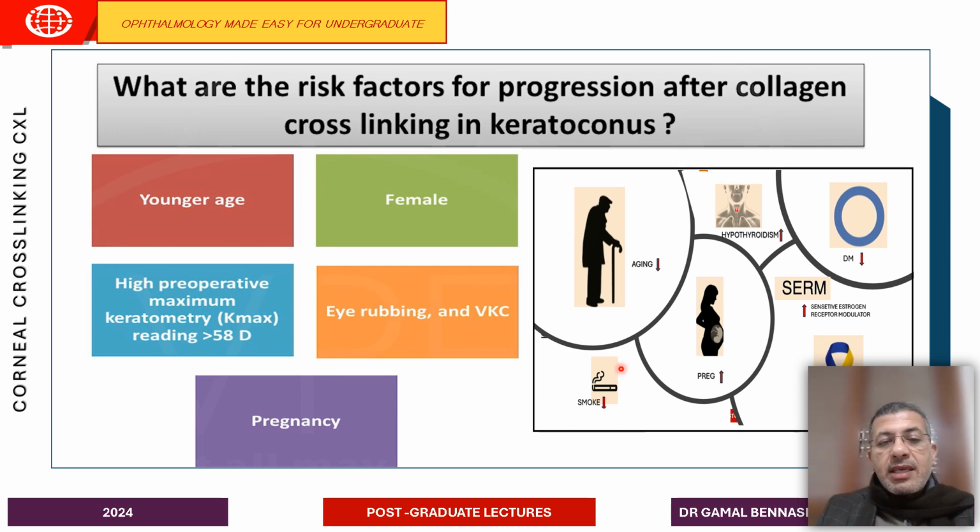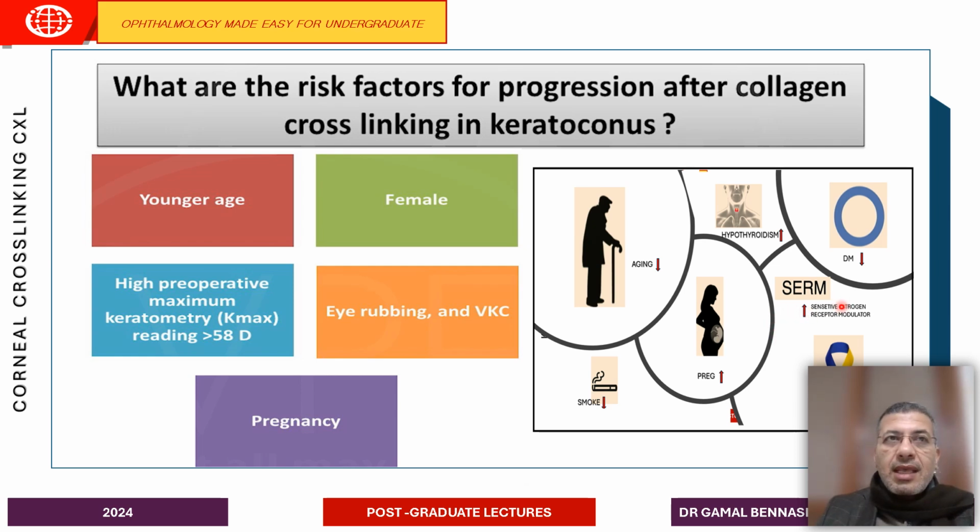Now, heavy chain smokers have a positive impact on the cross-linking, in that they have less need for cross-linking, because cigarette smoking, by the process of aldehyde condensation of the collagen fibers, will protect the patient from progression after cross-linking. And also the presence of what's known as selective estrogen receptor modulators.